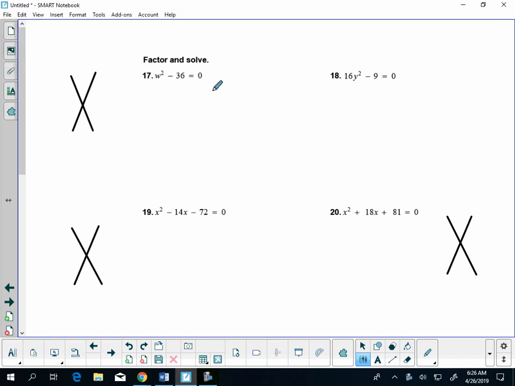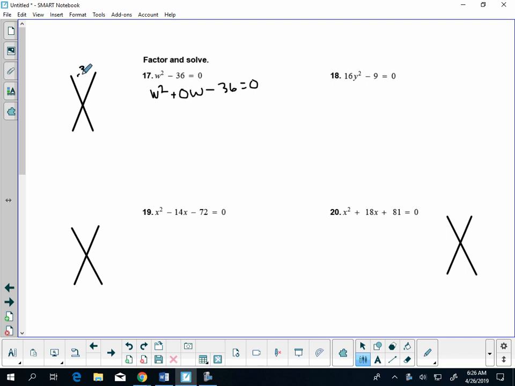All right, on these we need to factor and solve. If I wanted to, I could recognize that as a difference of two squares, which I think would just be w plus 6, w minus 6. If you don't recognize that as the difference of two squares, think of it as w squared plus 0w minus 36 equals 0.